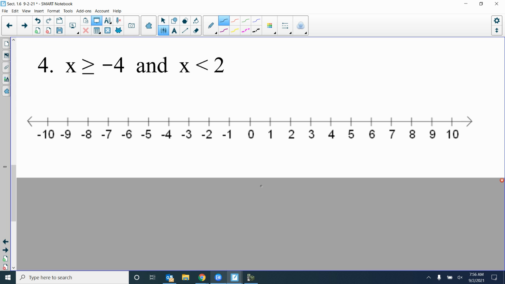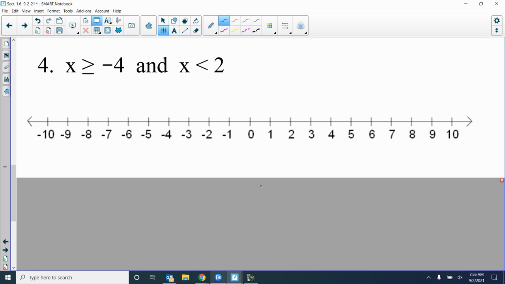All right. What if it says and? x is greater than or equal to -4, and x is less than 2. If it says the word and, it's got to work for both of them. Any number that works as a final solution has to work for the first one and the second one.